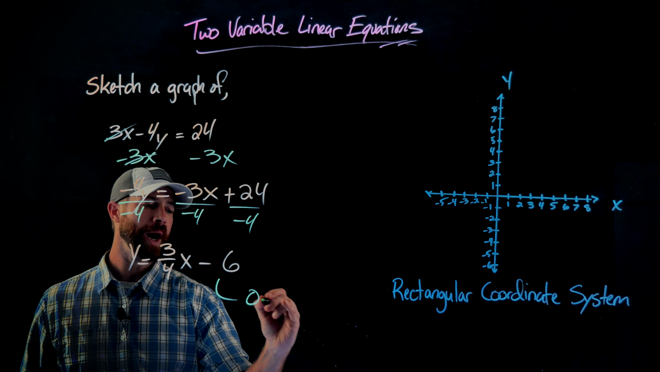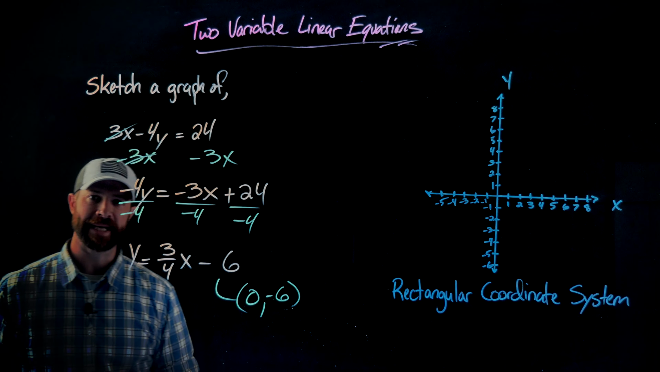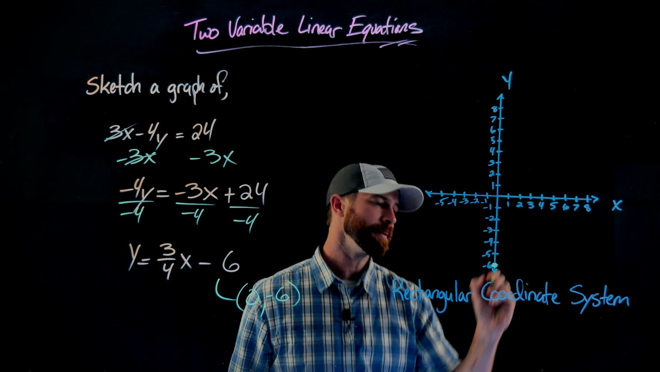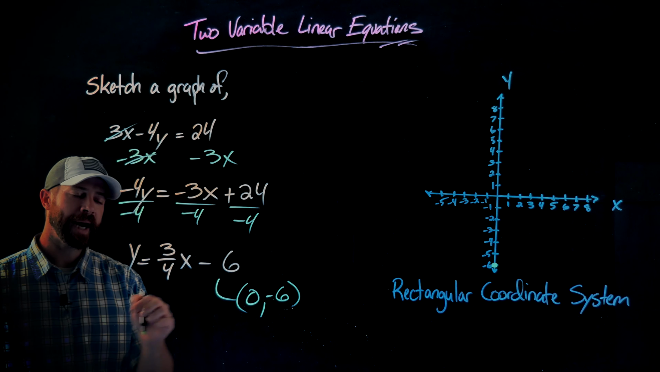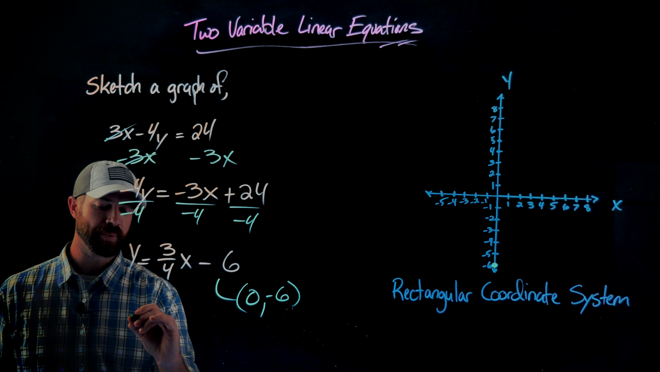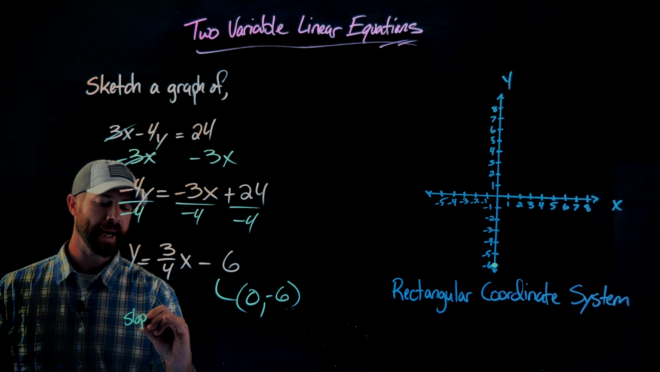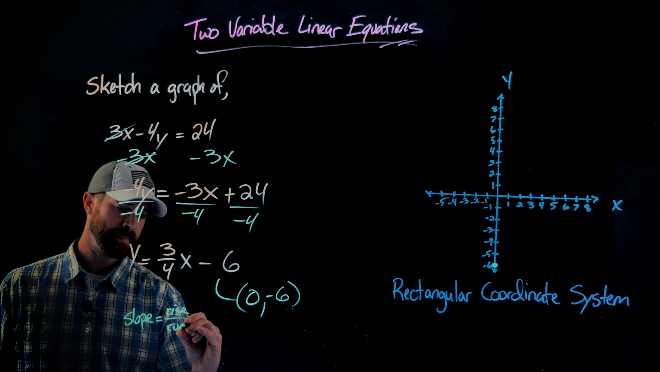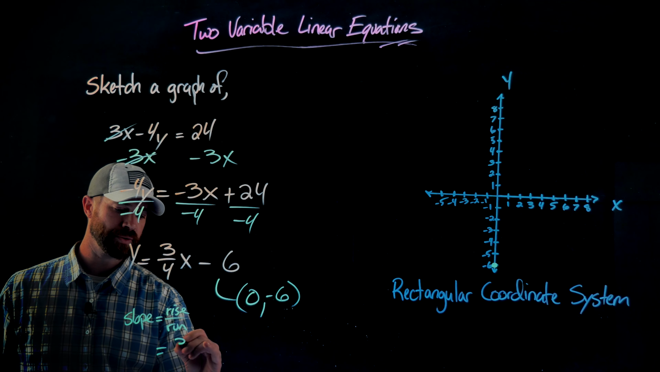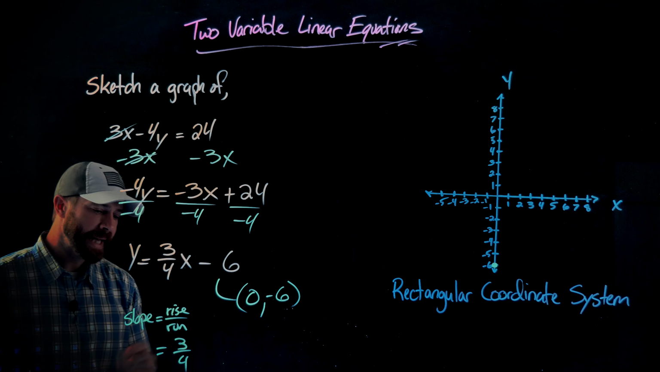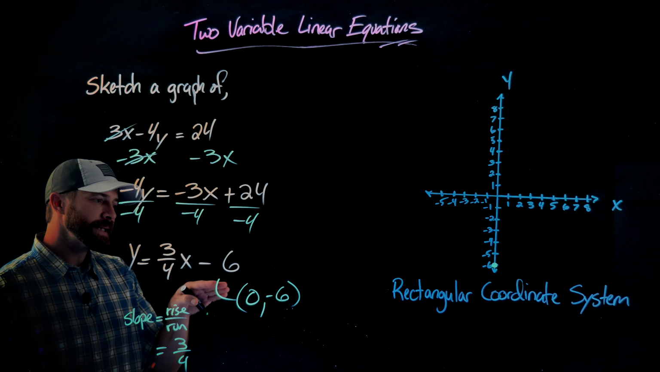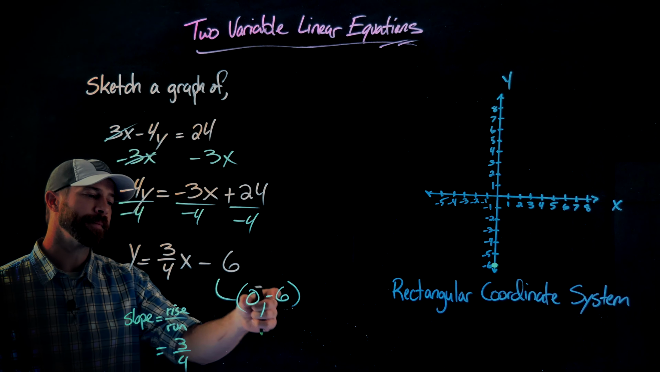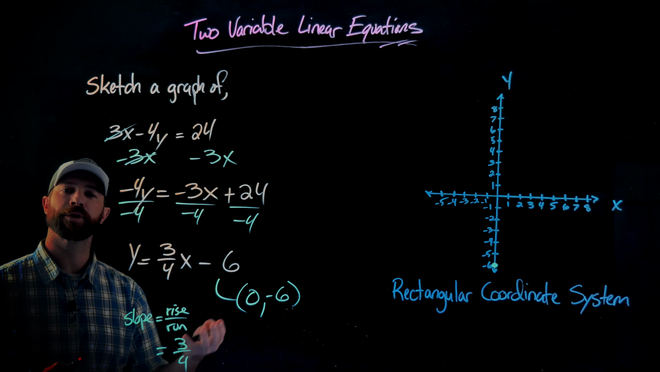I have a y-intercept of -6. That's my first point. In this case, it would be right here. Then I have slope. This slope right here is the rise over the run, and that rise over the run is 3/4. Again, what this is telling me is the steepness of this line. This is also telling me how to get from this point to a second point and a third point.